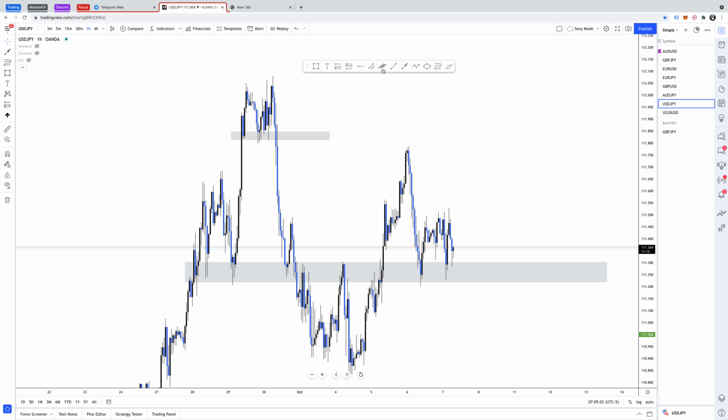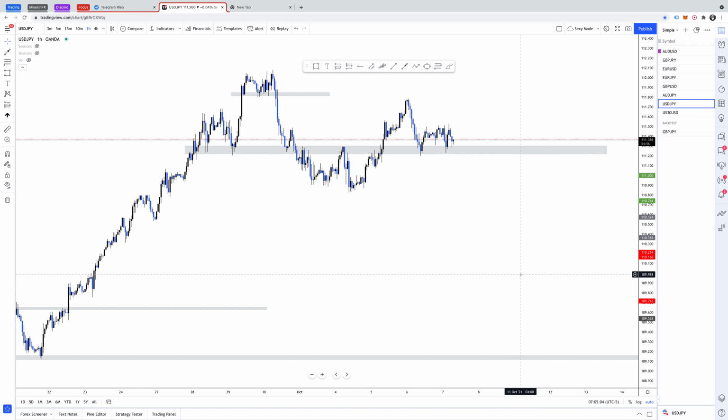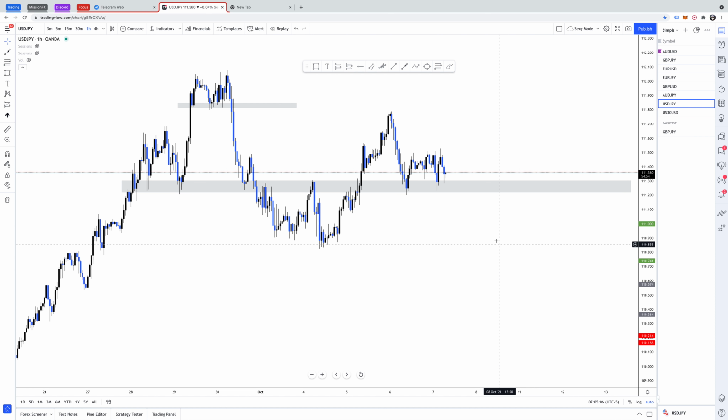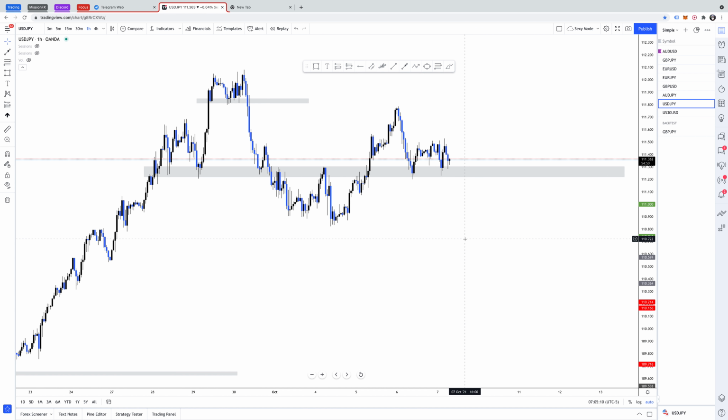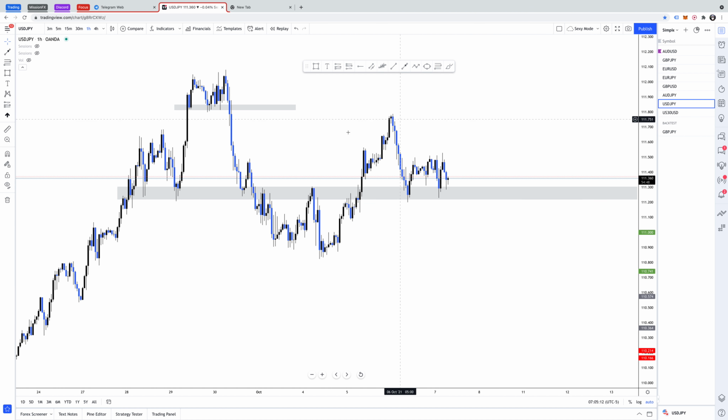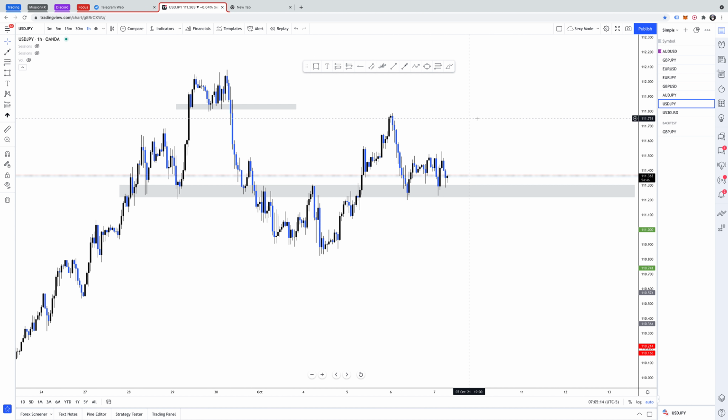So the first and second test of the zones usually work fairly nicely. The first one, especially if it's a rejection, you'll typically get that first little bounce anyway from all the pending orders and take profits and stop losses sitting at the zone. But the second bounce, I don't know. The third bounce, I don't know.